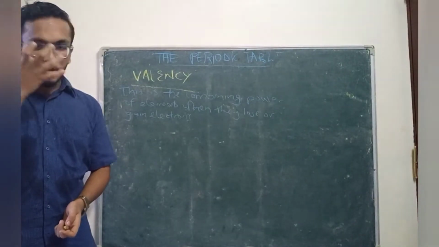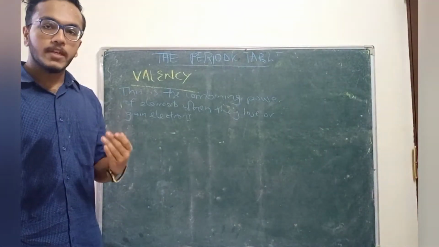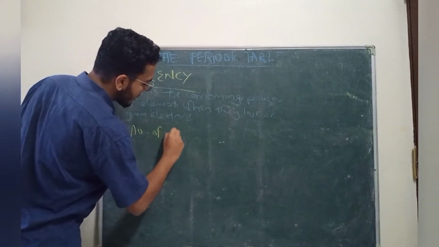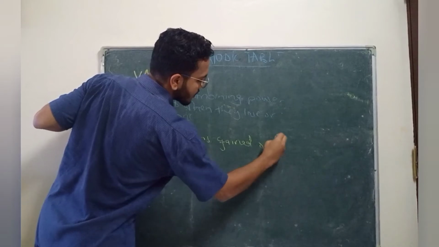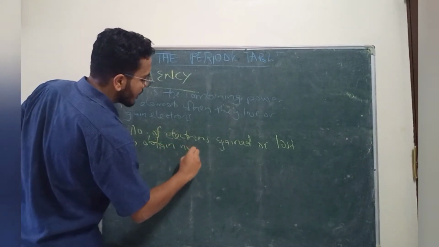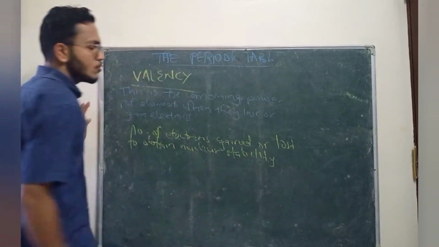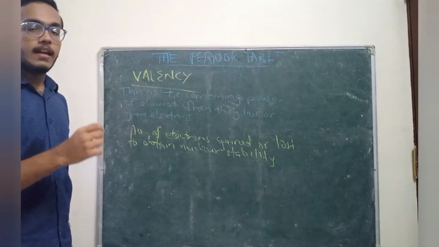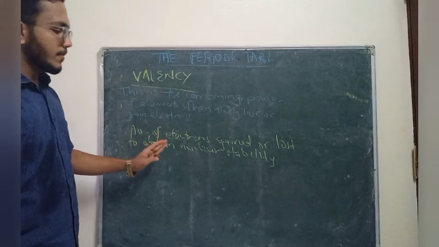Now valency can be obtained by looking at the number of electrons an atom gains or loses to obtain nuclear stability. So this will give us how elements react with each other. Valency is what will allow us to see the formulas for chemical compounds. The number of electrons gained or lost to obtain nuclear stability will give you valency.